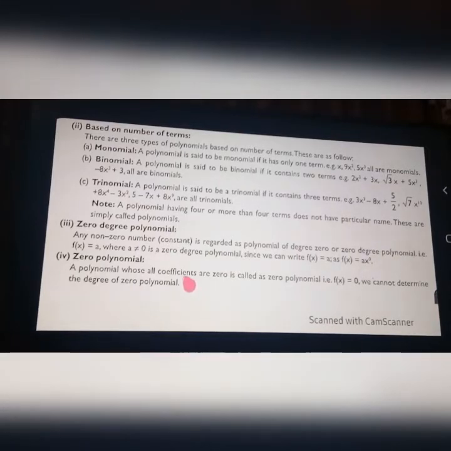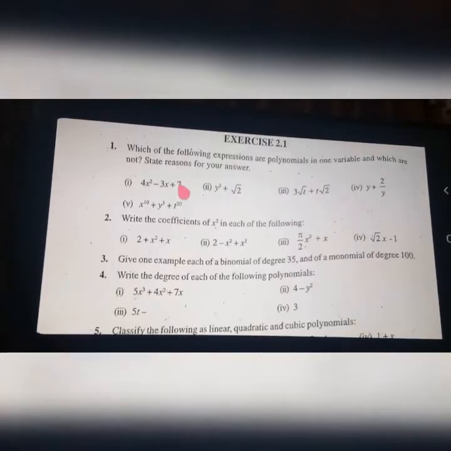Because what is the definition of degree? Degree is the highest index of the variable with a non-zero coefficient. But here all the terms are 0, all the coefficients are 0. Is a non-zero coefficient existing? No. Therefore how can we find the degree? So we cannot find the degree of the zero polynomial. Therefore we will write: the zero polynomial has no degree.